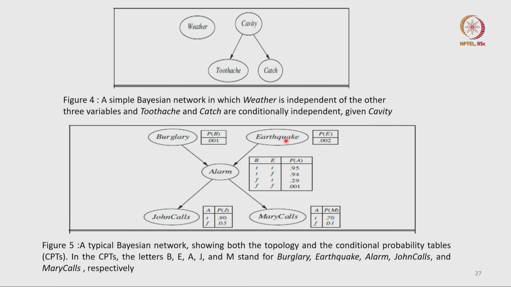And then you have the earthquake and burglary, they do not have any incoming nodes. So, you have only the probability of burglary and the probability of earthquake, and not the probability of not B, which will be 1 minus this, and the probability of not E, which will be 1 minus this basically. So, this is what is called the Bayesian network.